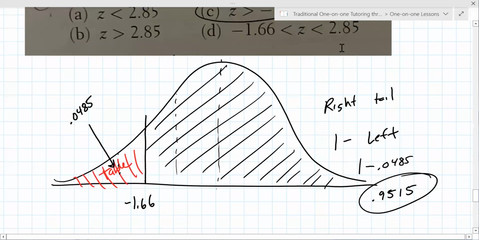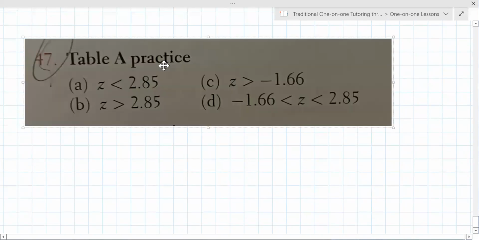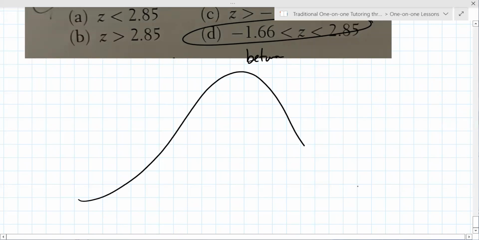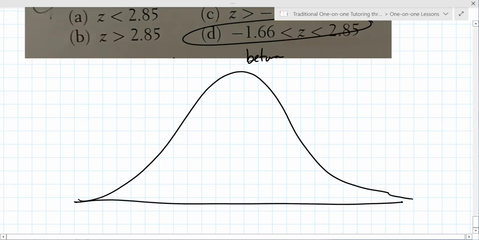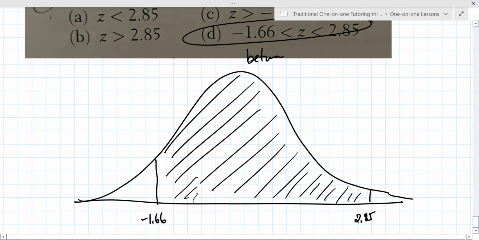Actually, I'm gonna do that because we're gonna grab it here. Okay, so part D here. So this is the between case. So we gotta find these two z-scores. So here's minus 1.66, and here's 2.85. So we want the area between them.